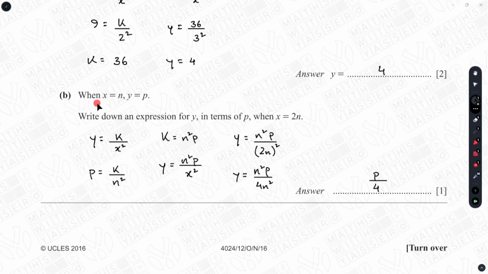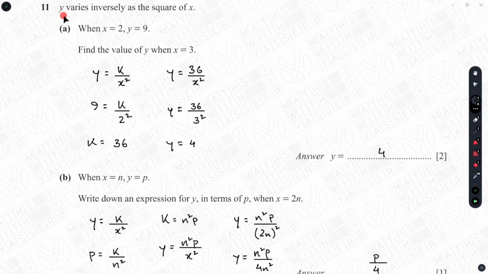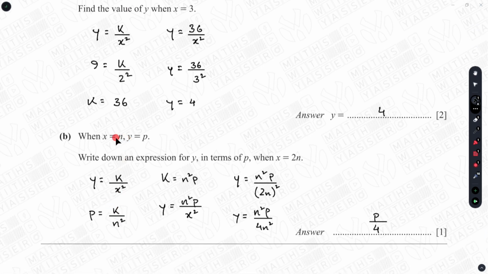Next question. When x is equal to n, y is equal to p. Write down an expression for y in terms of p when x is equal to 2n. Since this is a sub-question, we again need to look at the original question, which is y varies inversely as the square of x. So this will also be y is equal to k over x squared. And we now need to substitute these values of x and y to find the value of k. So we can say p is equal to k over n squared.